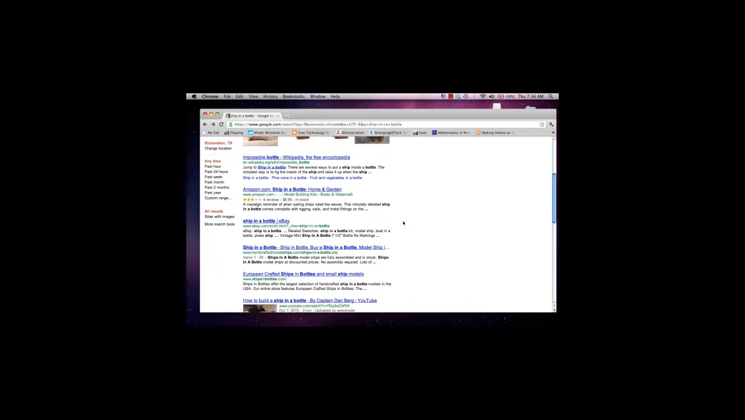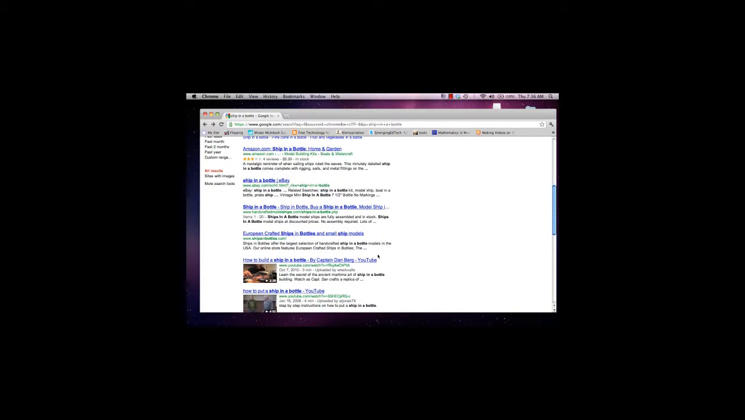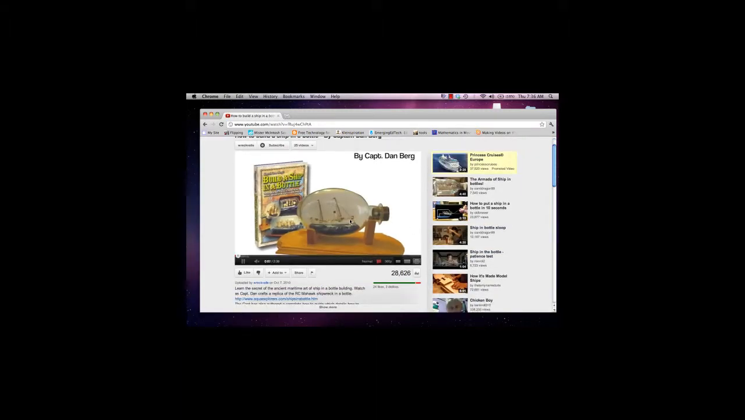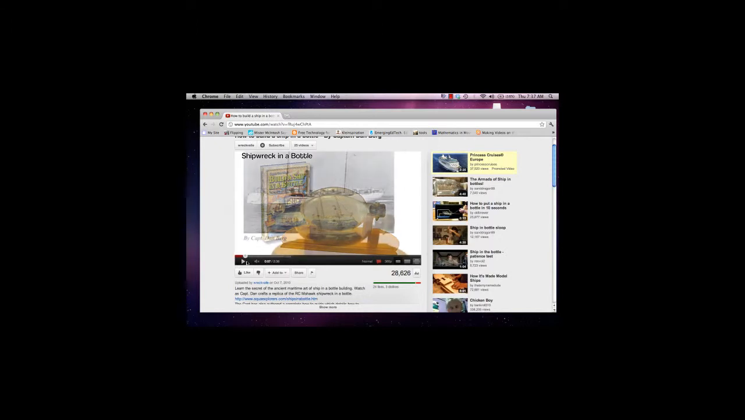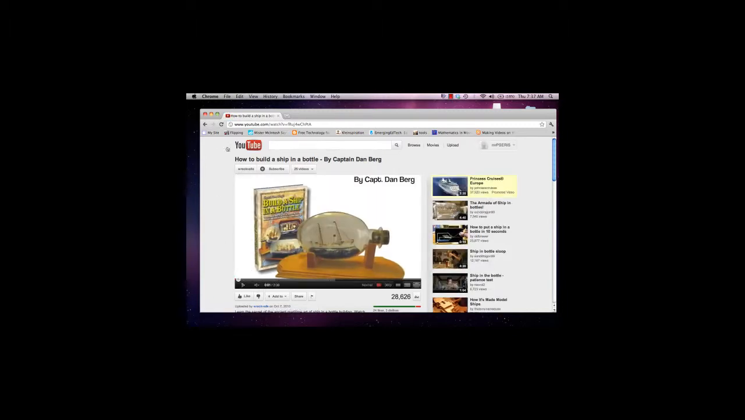Let's see. How to build a ship in a bottle. Wow, this guy's good. Dan Berg. There's got to be some kind of geometry in here, given the size of the ship. It's like scale and proportion. So interesting. I bet I could do this. Okay, let me see.